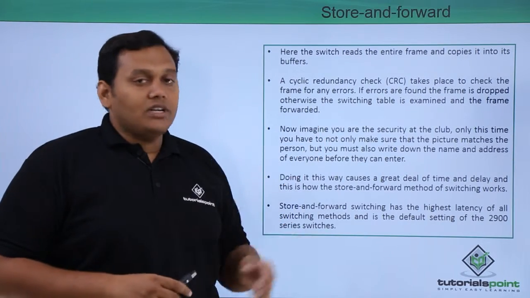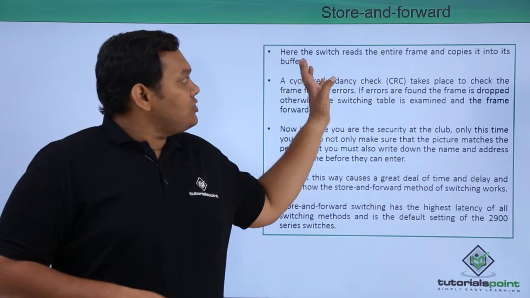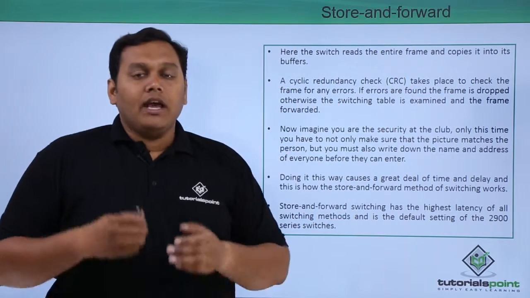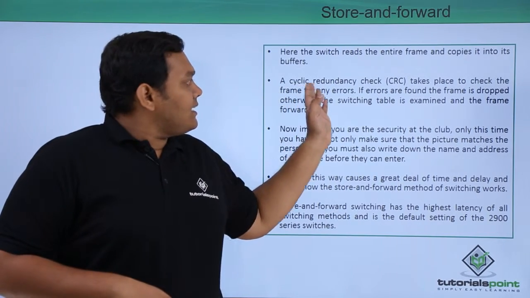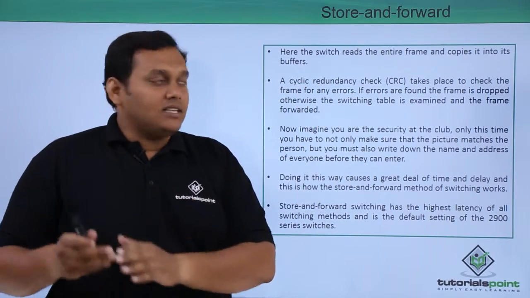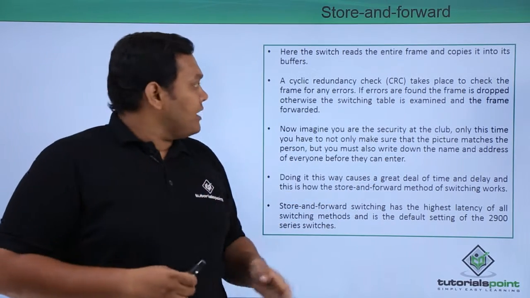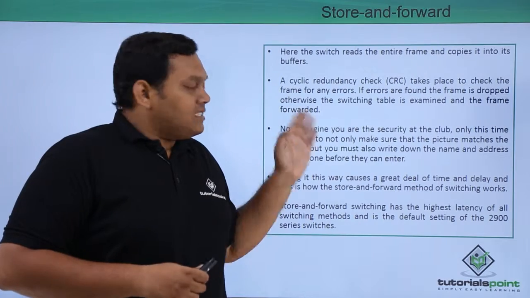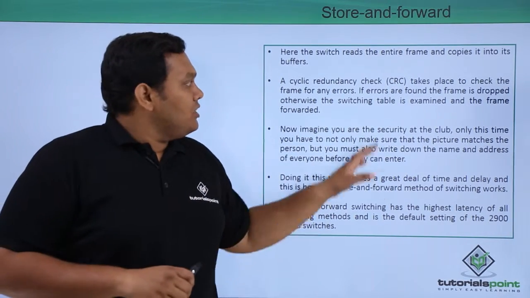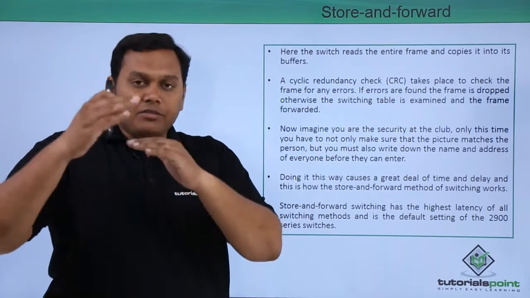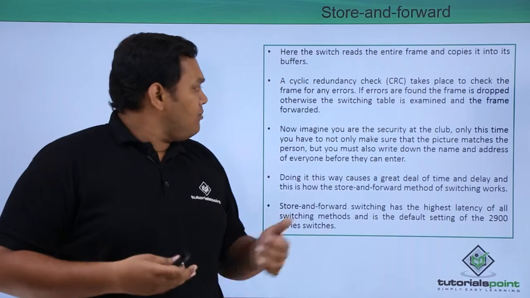Coming to the second one, store and forward. What is store and forward? Here the switch reads the entire frame and copies it into the buffer. A cyclic redundancy check, called CRC, takes place on the incoming frame to check that it does not contain any errors. If errors are found, the frame is dropped.